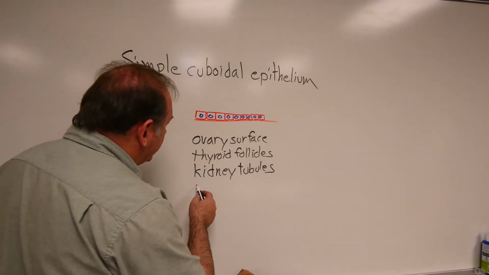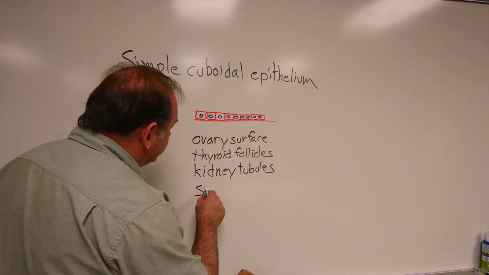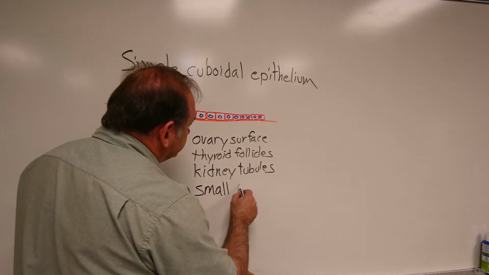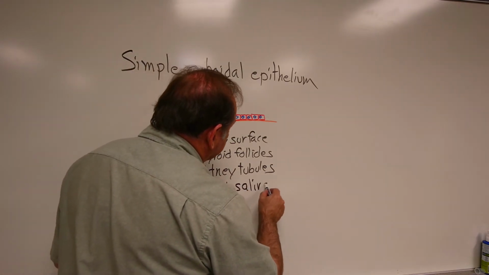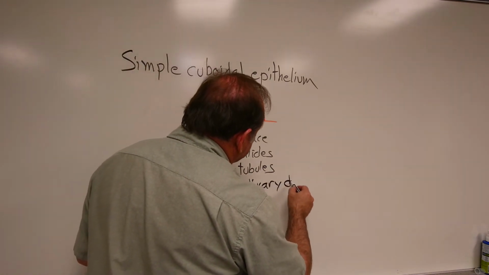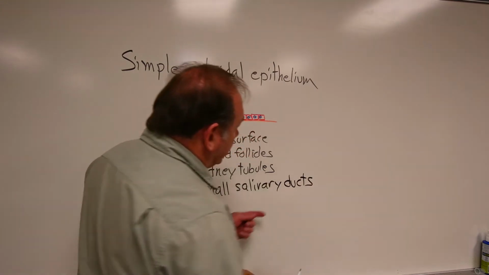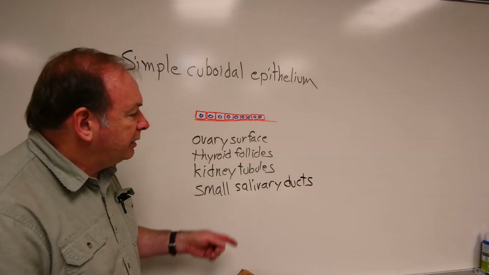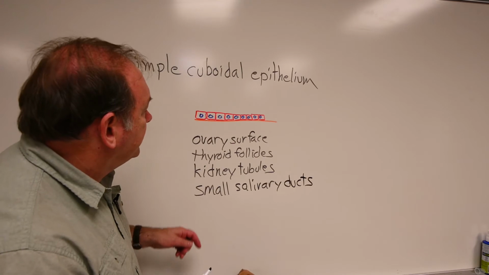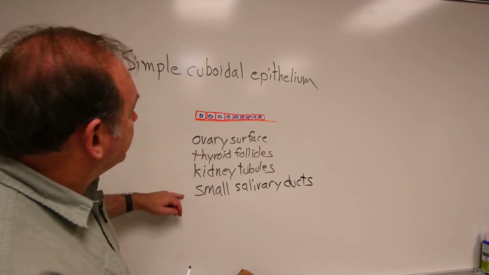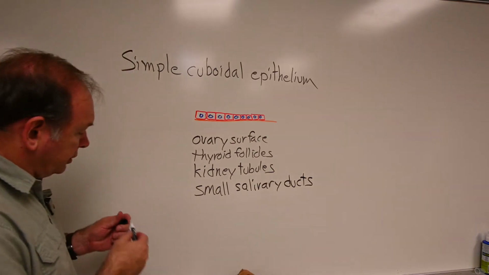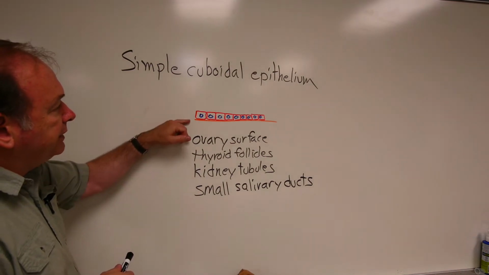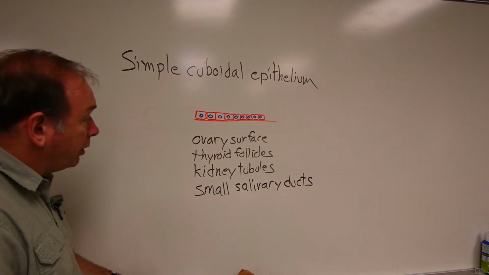The next one would be small salivary ducts. And ducts of maybe some other kinds of glands you could think of, small ducts in the body. But anyway, these are some examples of tissue or places where you find this kind of tissue, this simple cuboidal epithelium.